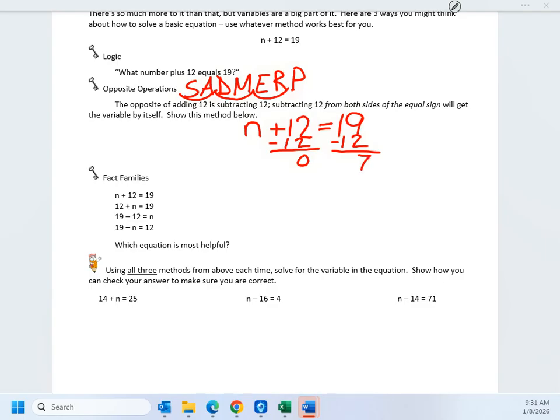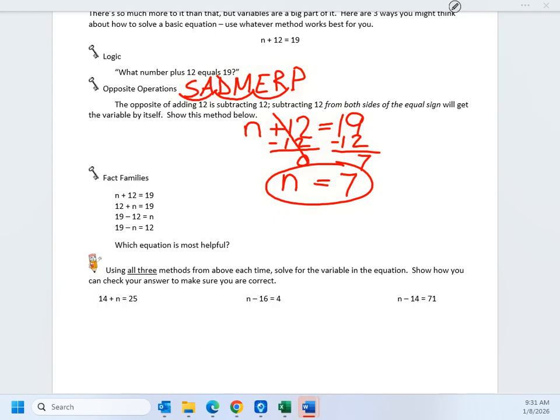So here, 12 minus 12, that zeroes out. So we get n by itself. Now over here, we had 19 minus 12 is 7. Oh, look at that. We found our answer.